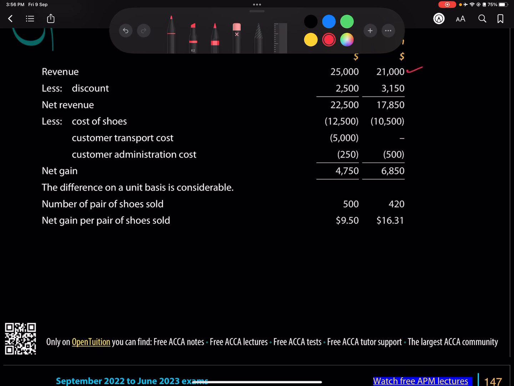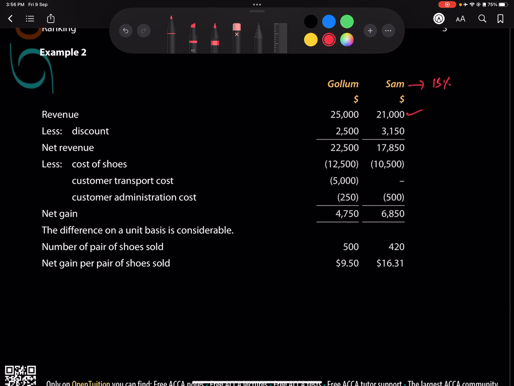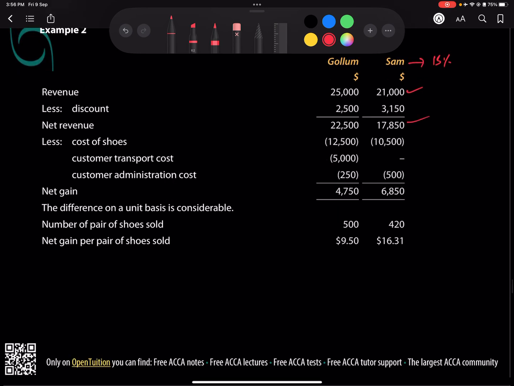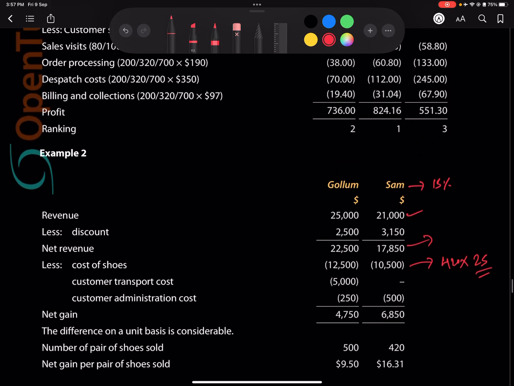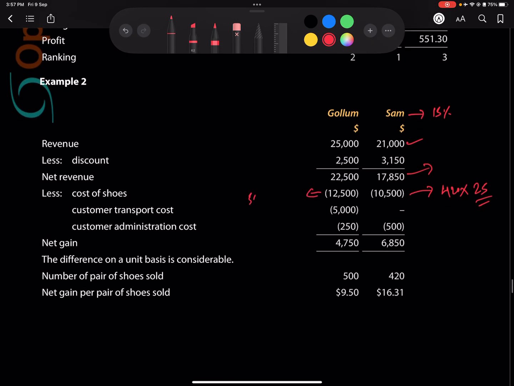Okay, so 21,000. So this is the guy who's receiving 15% discount, irrespective. Next thing is basically it costs us how much? 420 pairs. 420 times. We got 25. Okay. I thought I had put in the cost of shoes, but I did not put it. I don't know why. 420 times what was the thing? 25. So 10,500, right? Next thing, for the other guy, it's the same thing, but he orders 500, right? So 500 times 25, right? So 25 times 5 is 125. 12,500, right? That's it.